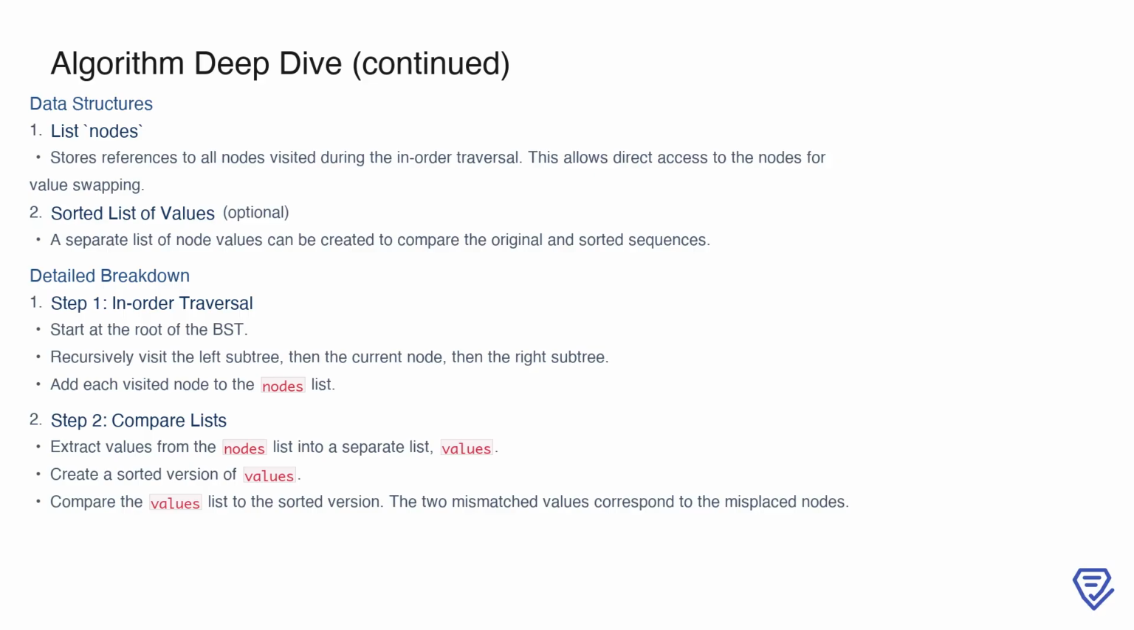In step 2, we extract the values from the nodes list into a separate list called values. This list represents the node values in the order they were visited. By creating a sorted version of this values list, we can compare the two lists to identify mismatches. The two mismatched values correspond to the misplaced nodes.